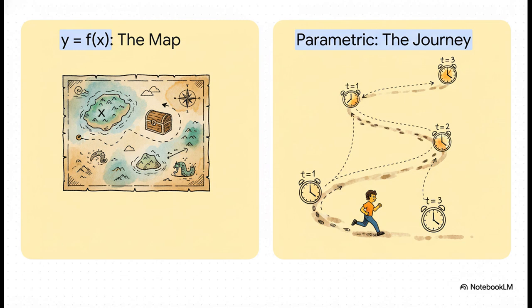And this right here breaks down the difference perfectly. A standard function just gives you that static path. It's the map. But parametric equations, whoa, they give you the entire journey. They tell a point where to be, and just as importantly, when to be there. It's literally the difference between a drawing of a racetrack and a video of the actual race.